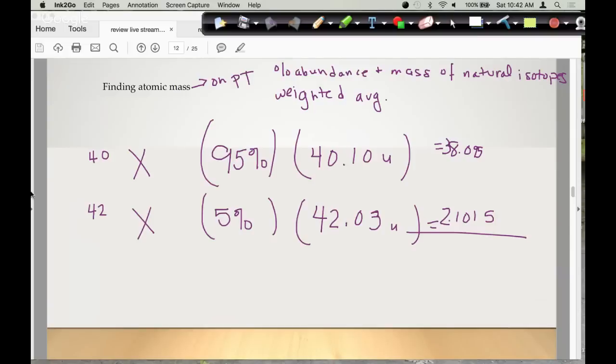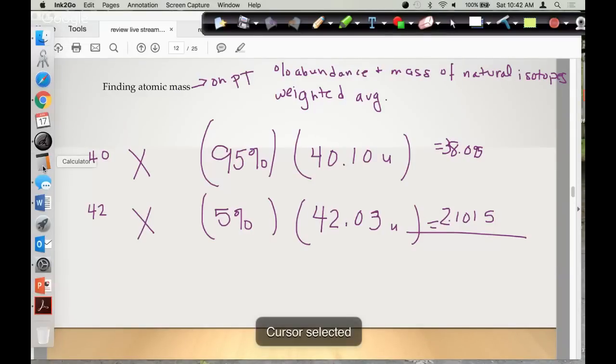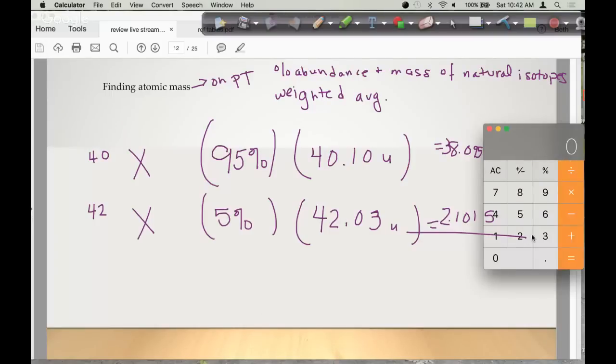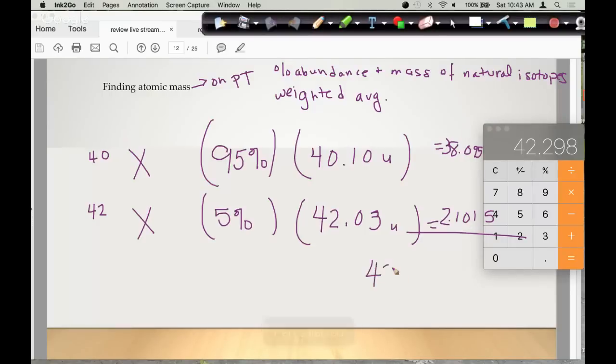I add these things together. So 2.1015 plus 38.095, and my average atomic mass for this made-up element would be 42.298 atomic mass units.